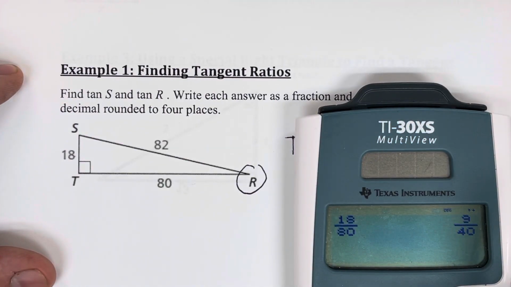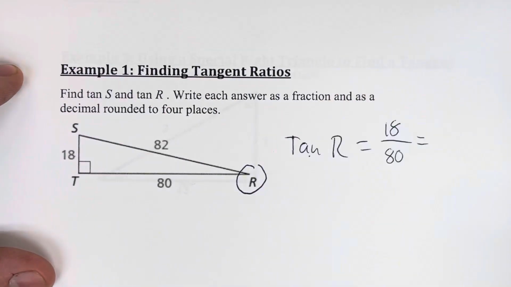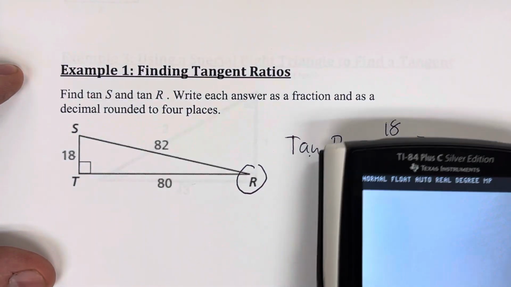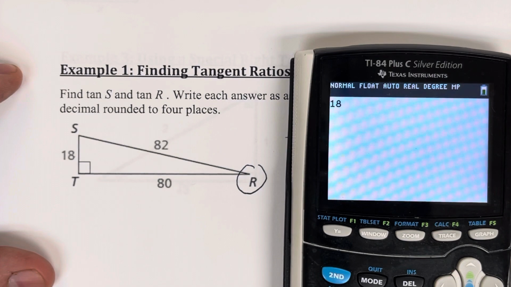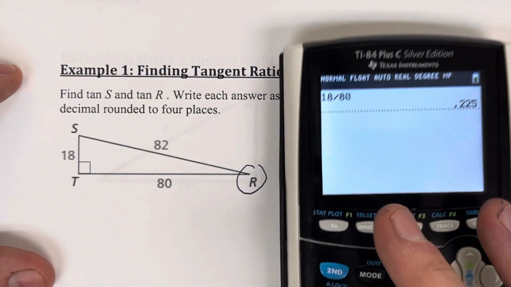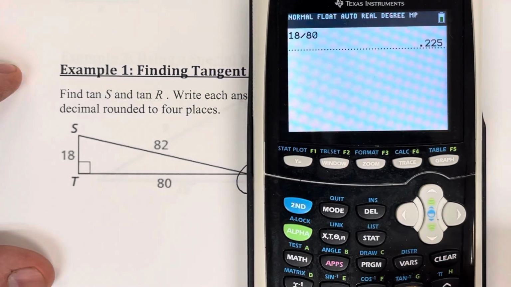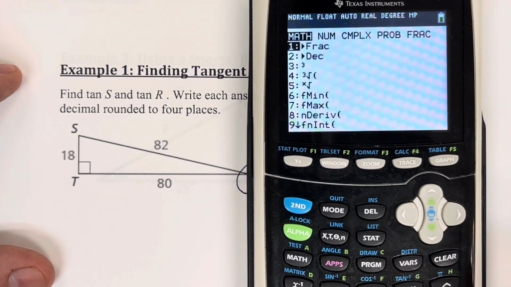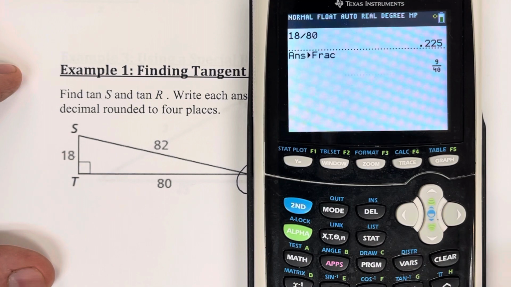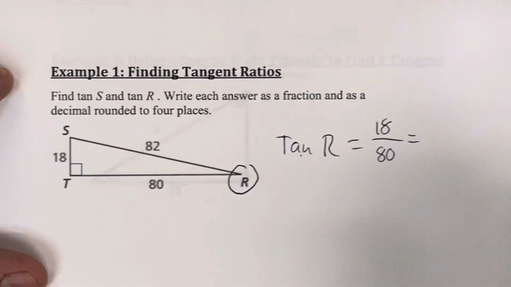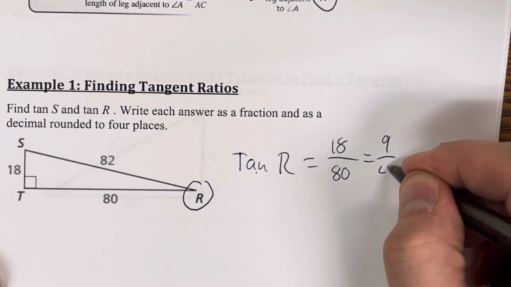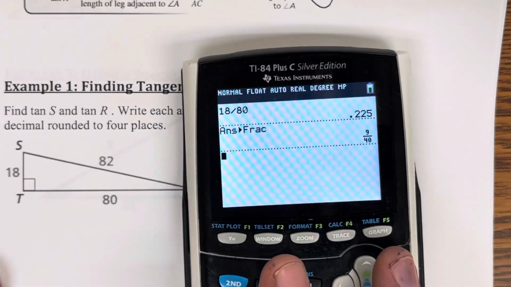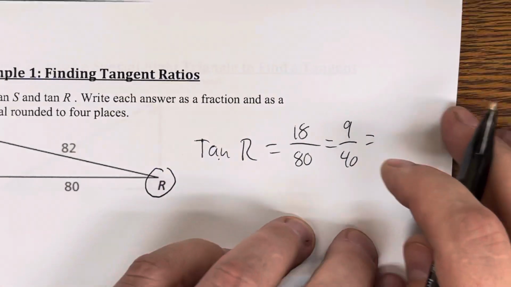I just typed in with my fraction button 18 over 80. If you're using a graphing calculator in order to reduce the fraction, you would have to type in 18 divided by 80. And then from there, you get a decimal. So you have to press the math button and then fraction. So FRAC stands for fraction. It'll convert it to 9 over 40. And as a decimal, that was already, we saw 0.225, so I don't need to go any further than that.